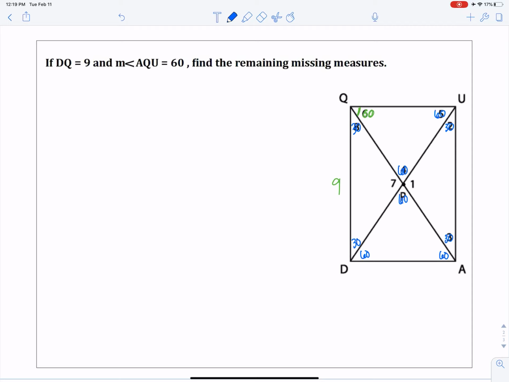And then to find angle 1, I know that angle 1 and 4 would be supplementary. So 180 minus 60 would be 120. And this would also be 120. So now that I've gotten all my angles, I can find my sides.